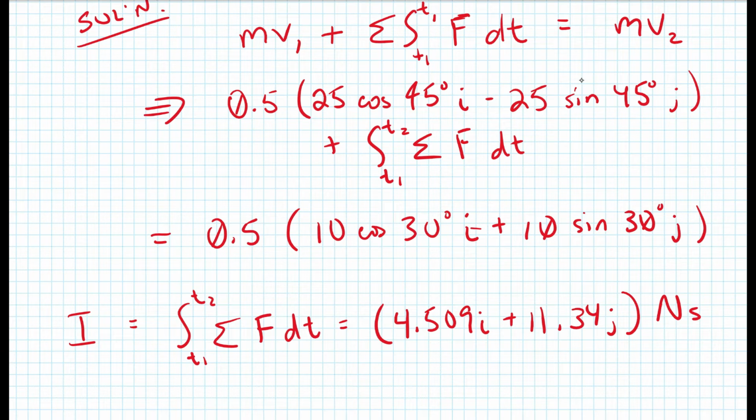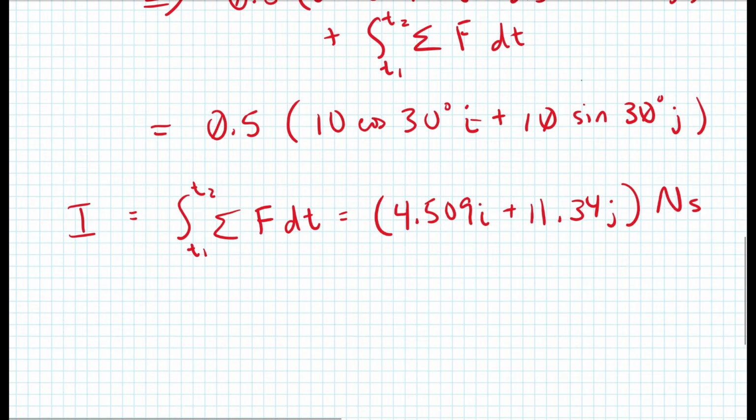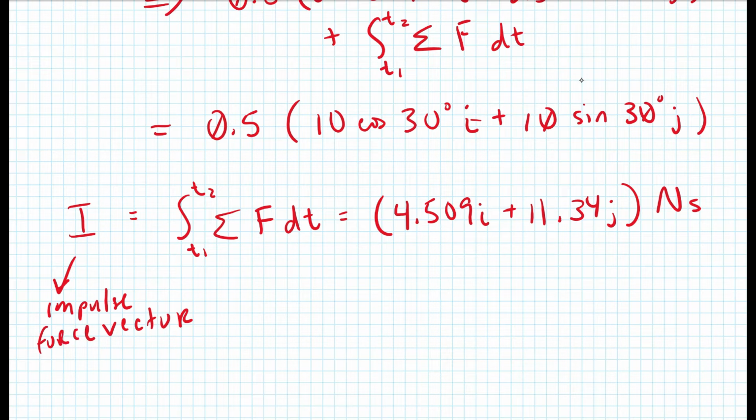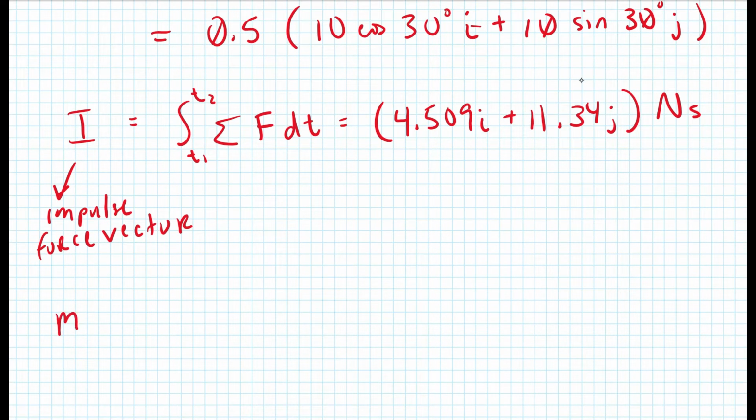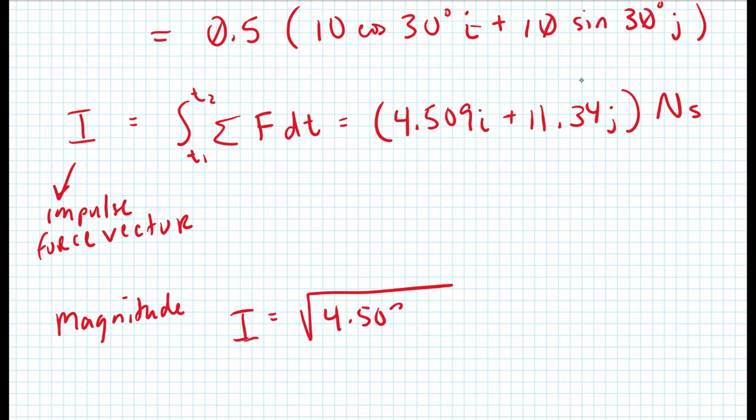This was for us the impulse vector, and now we go ahead and get the magnitude. The magnitude is just the square root of 4.509 squared plus 11.34 squared, and that gets us 12.2.